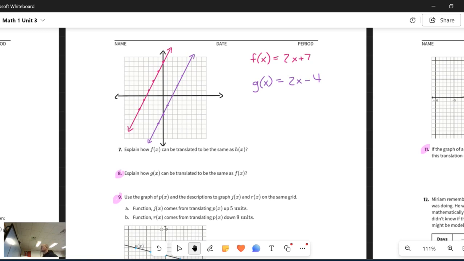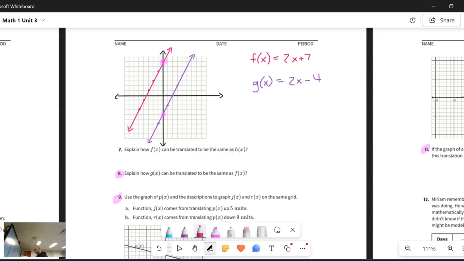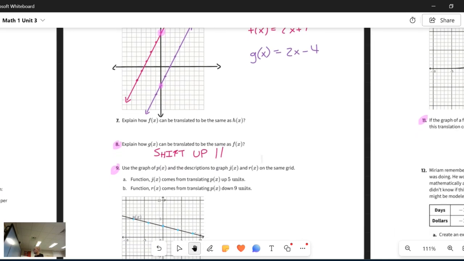Problem 8 asks us, explain how g of x can be translated to be the same as f of x. So it's asking, how far would we have to do a vertical shift of the purple line to get it to sit on the pink line? Really it's just asking, how far do I have to move this point here to get it to sit on this point here? Our answer is we're going to have to shift up 11 spots, places, whatever you want to call it. That's all that's asking for.